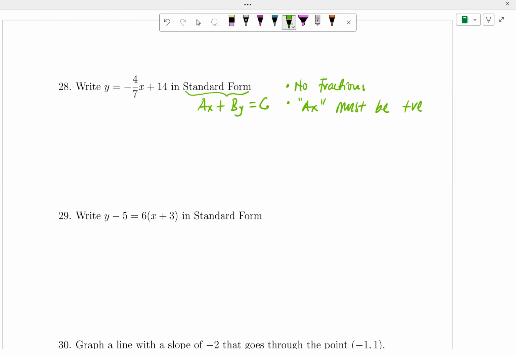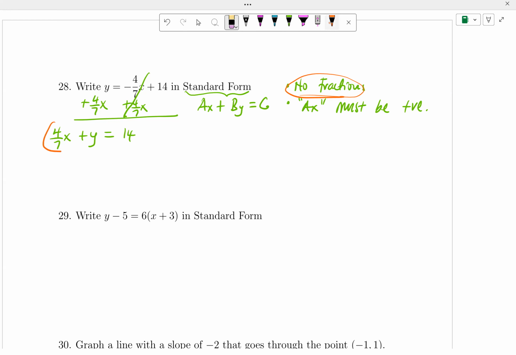Now, some teachers really, really care about that. Some of them don't. But we're trying to make this look like this. See, the x and the y have to be on the same side. So add 4 over 7x to get rid of it on that right side. If you do it on that side, you have to do it here also. So these are going to cancel. We have 4 over 7x plus y equals 14 left. But remember those rules? We can't have any fractions. So how do you get rid of this silly fraction here?